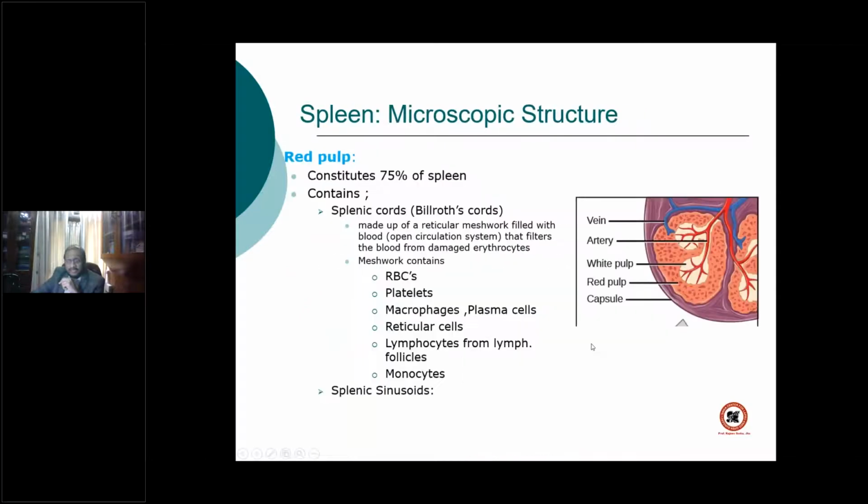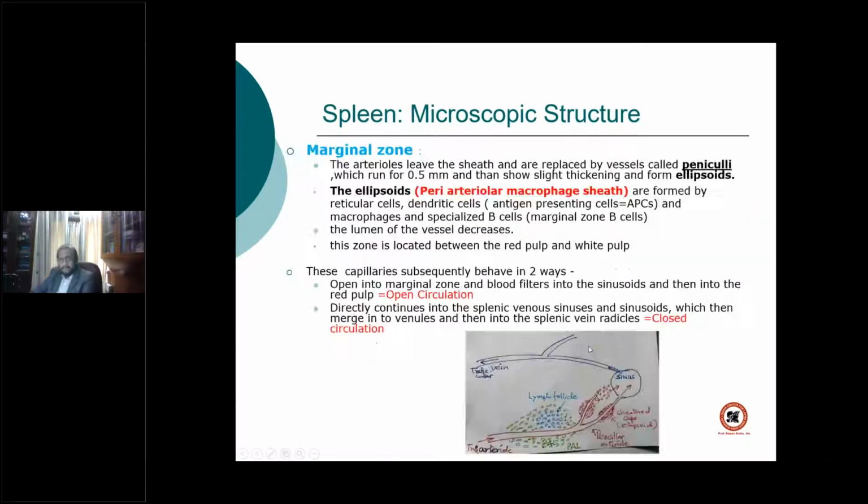That part is known as the penicilli. Sorry, that is part. So this straight part is the penicillar part. Now, once it goes into the red pulp, it gets another sheath, the periarteriolar macrophage sheath. This is known as the ellipsoid. So you've got the straight part of the artery, which has the lymphatic sheath.